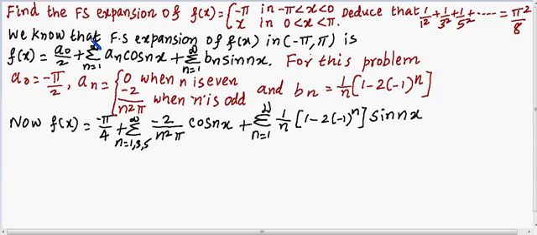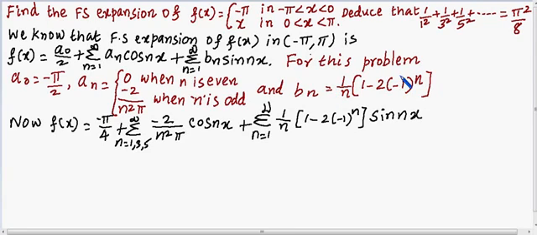Now a0 for this problem is -π/2, an is equal to 0 when n is even, an is equal to -2/(n²π) when n is odd, and bn is equal to (1/n)(1 - 2(-1)^n).